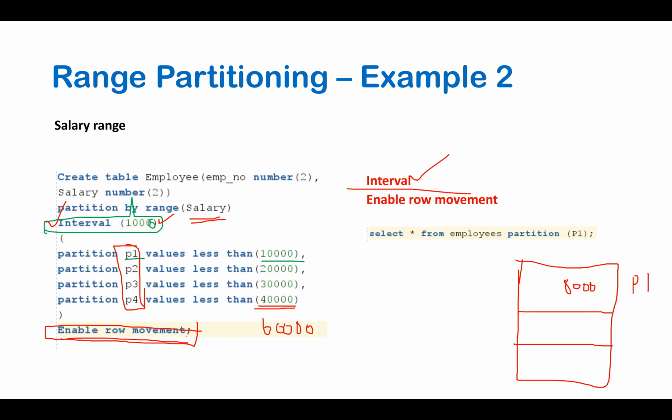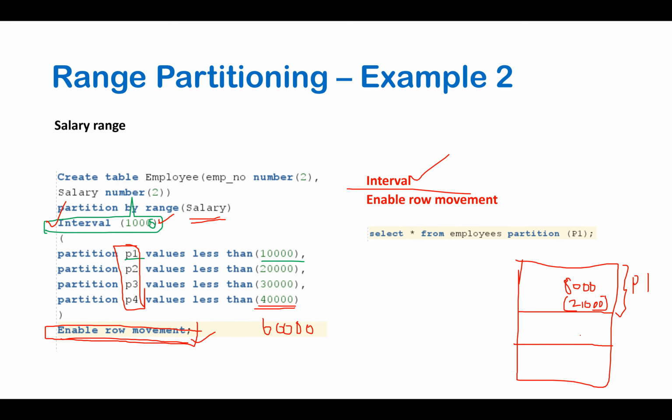See, if you haven't enabled row movement, what will happen? If you are updating this particular salary from 8,000 to some 21,000, you assume that that particular record gets updated. If you don't mention enable row movement, this particular record will still be there in P1. That means it is wrongly there in the P1 partition.